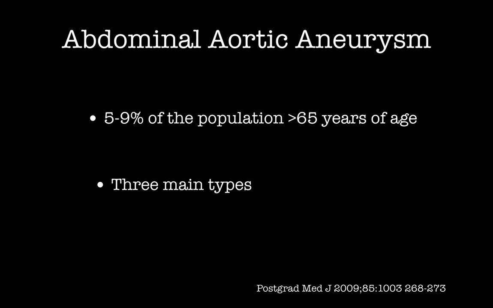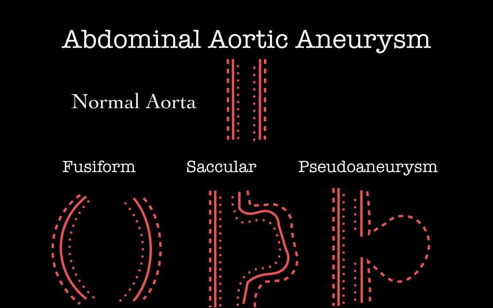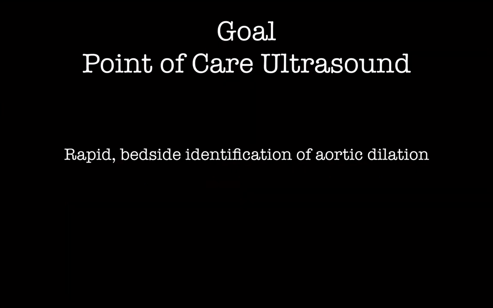Now, there's three main types of aortic aneurysms. The important thing to know here is that what distinguishes an aneurysm versus, say, a dissection of the aorta is that in an aneurysm, the diameter or the caliber of the vessel is dilated. This is really important. So what we're looking for in point of care ultrasound is a dilation of the aorta.